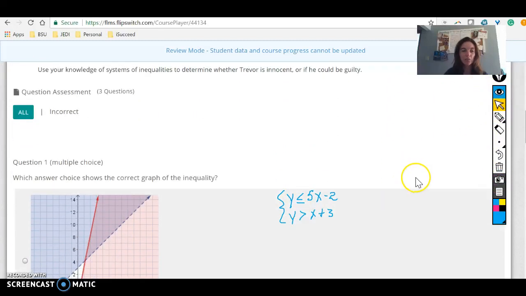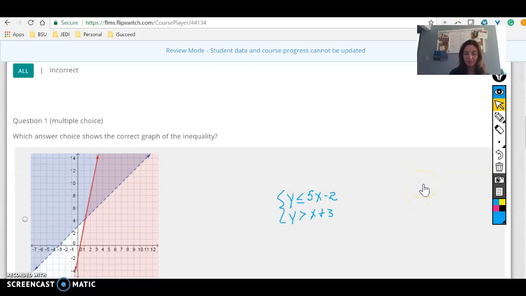So the first question is, which answer choice shows the correct graph of the inequality? Well, there's a couple things that we need to be looking for. One, the graph of y is less than or equal to 5x minus 2 needs to have a solid line, and the graph of y is greater than x plus 3 needs to be dashed. The reason is that the greater than symbol means that the points on the line are not included.